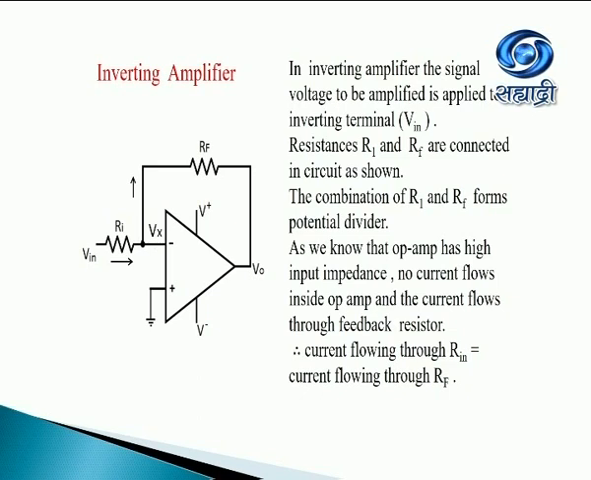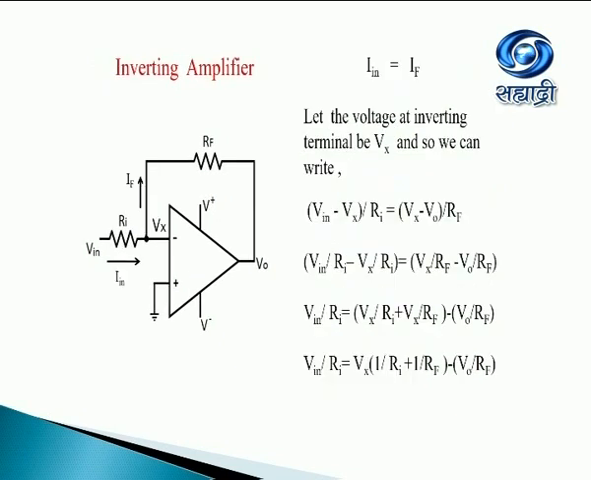As we know that the op-amp has high input impedance, no current flows inside the op-amp and the current flows through the feedback resistor. Therefore, the current flowing through Ri is equal to the current flowing through Rf. Ii is equal to If. Let the voltage at the inverting terminal be Vx. So, we can write (Vin minus Vx) upon Ri, which is current Ii, is equal to (Vx minus Vo) upon Rf, which is the current flowing through Rf.